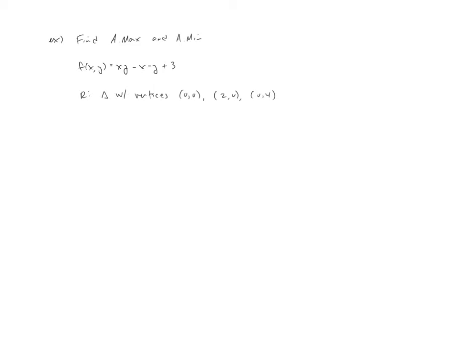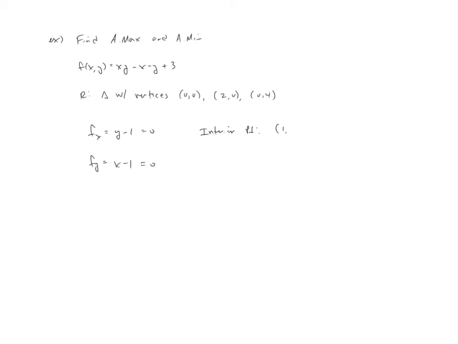To get things started, we know that these critical values, these absolute maxes and mins, could occur at interior points and along the boundary. For the interior points, we'll look at the critical values. That's going to have us investigating f sub x set equal to 0 and f sub y set equal to 0. So the partial derivative of f with respect to x is going to give us a y minus 1, and with respect to y, that's going to give us an x minus 1.